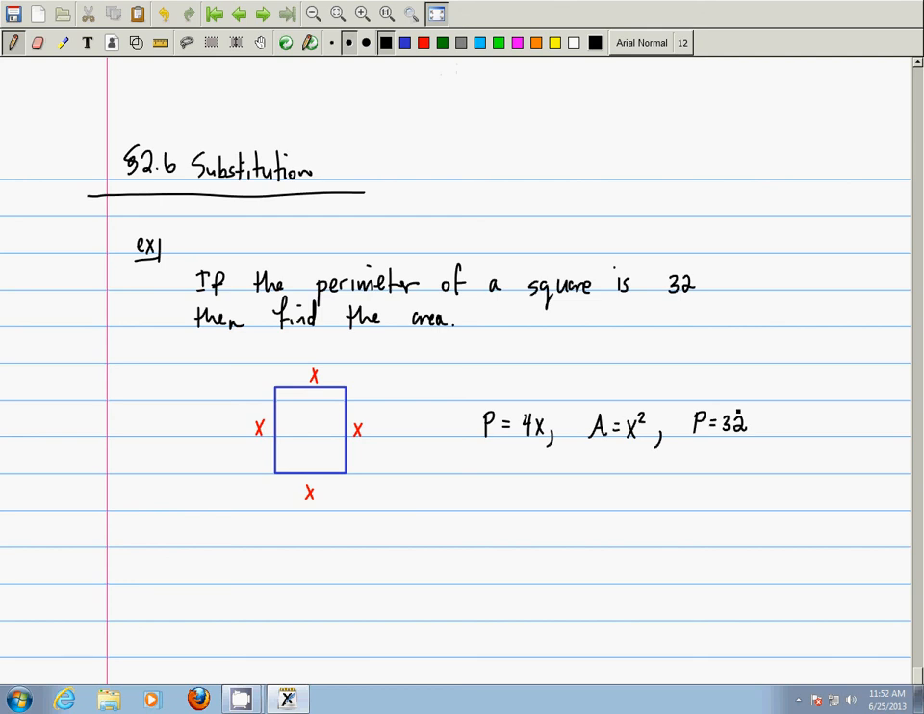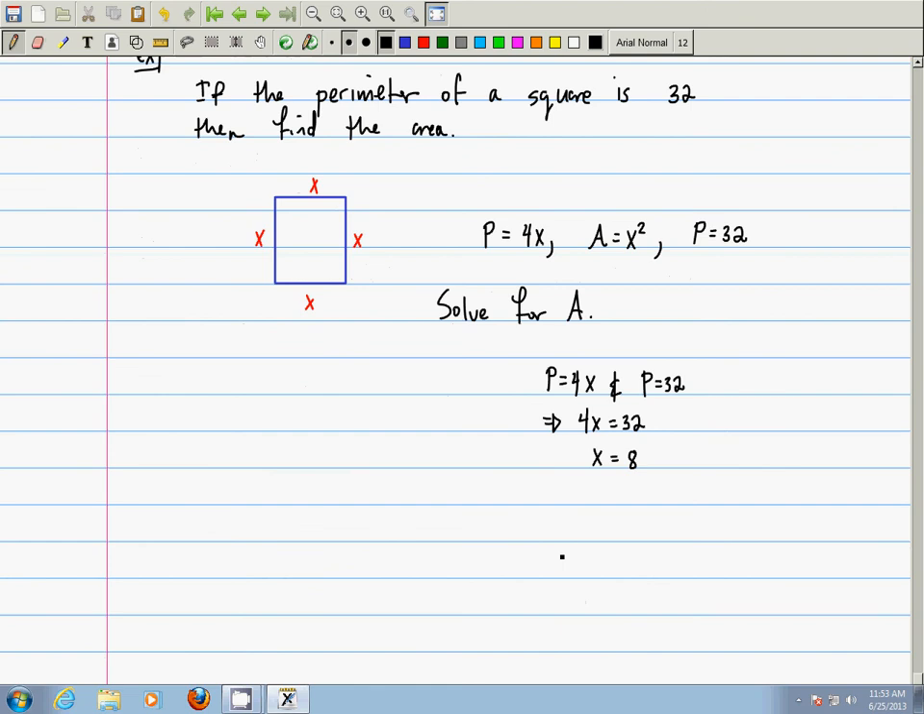So using these pieces of information, you want to solve for A. Find the area, solve for A. Okay, so in order to do that, you can first solve for x. You have P is 4x, and you also have that P is 32. So 4x is 32. So x is equal to 32 over 4, which is 8. Okay, so now you can say that A is x squared, and now you can substitute the solution 8 for that. So that tells you that A is 64, because that's 8 squared.